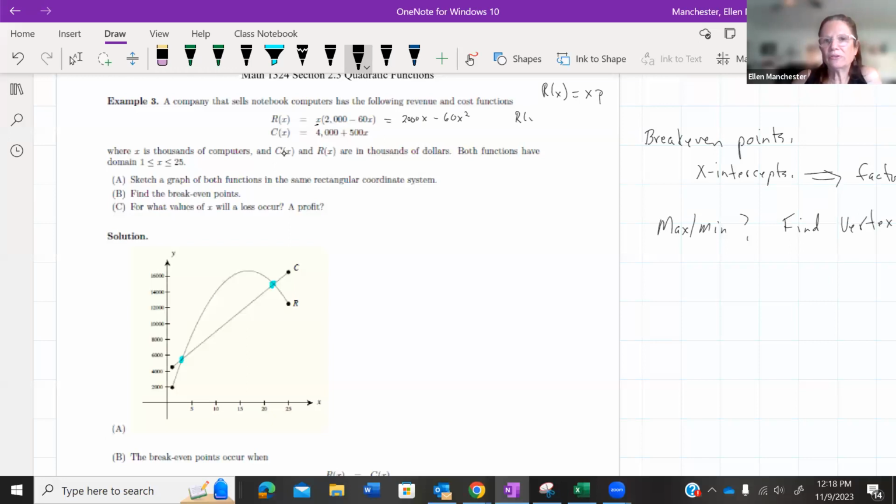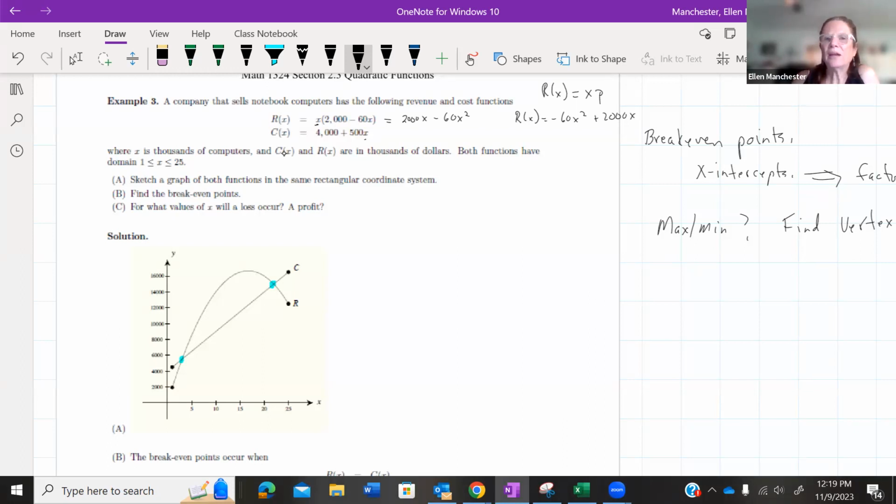So your revenue function, and I'm just rewriting it, putting it in descending order, right? Descending order means the exponents go down. So notice the revenue has your x squared. That's your quadratic function. Okay, so that's going to be key. You're going to go, oh, it's a quadratic, I know how to do quadratic functions. I can find the vertex. I can find the max or min. I can find the break-even points, which are the x-intercepts, and I can find the y-intercepts. All right, the cost function is linear. How do you know? Because your x is to the first power.